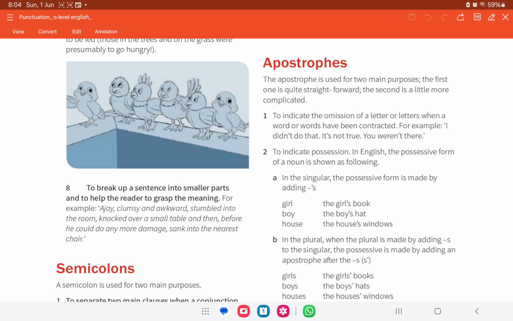Today we are diving into one of the tiniest marks in English grammar. But oh, what trouble it can cause. Yes, I'm talking about the humble apostrophe. It looks humble, but it is not at all.